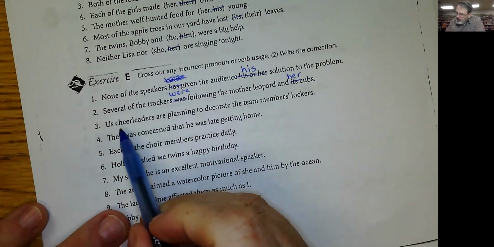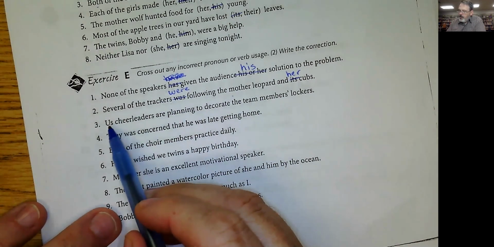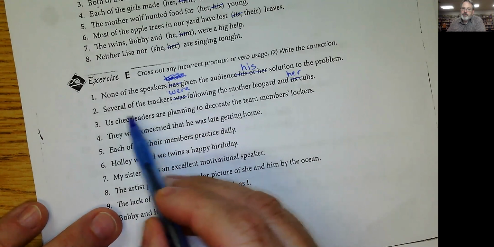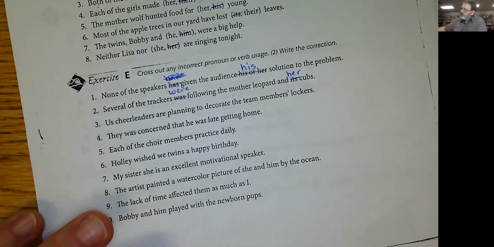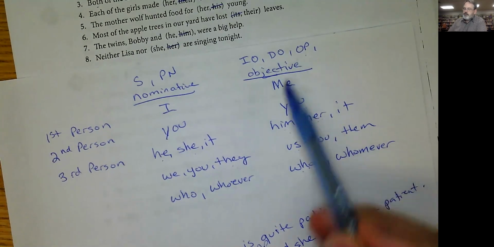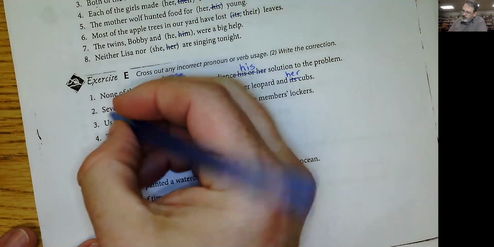All right. Us cheerleaders are planning to decorate the team members' lockers. Well, us is the subject. Cheerleaders is in apposition to the subject. So subjects have to be nominative case. Us is objective case. So that's not right. So we have to choose we. We cheerleaders.